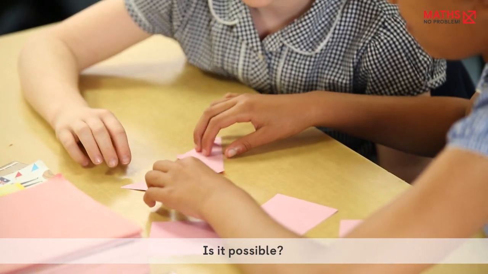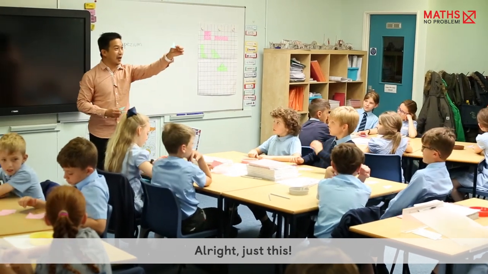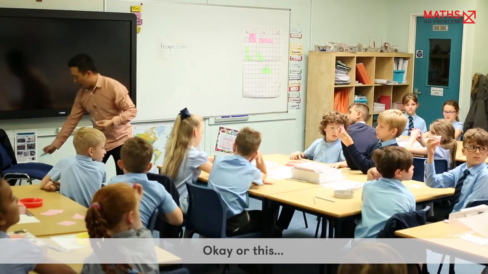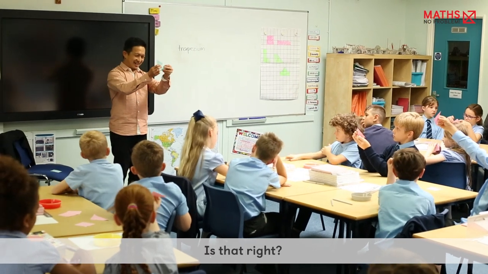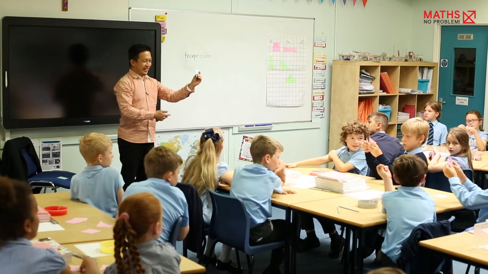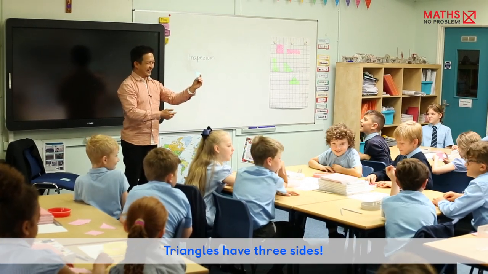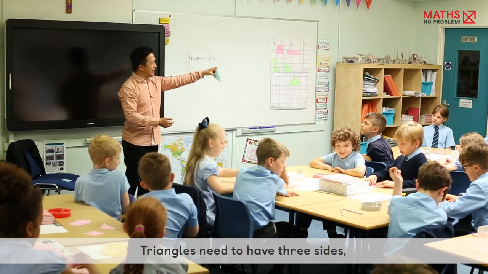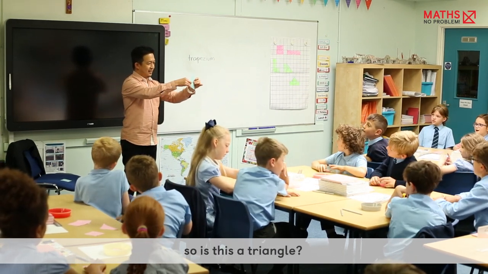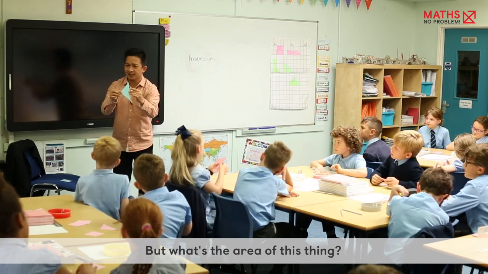Yeah. Is it possible? Yeah. Right, some of you say, what is it? Just this. All right, just this. Would this be? Okay, all this. Is that right? Triangles need to have three sides. So is this a triangle? It is? But what's the area of this thing?